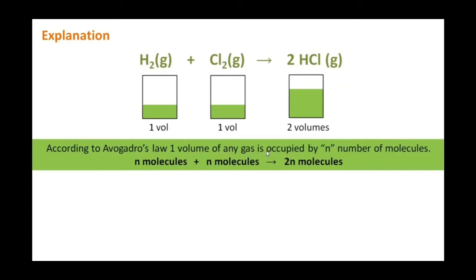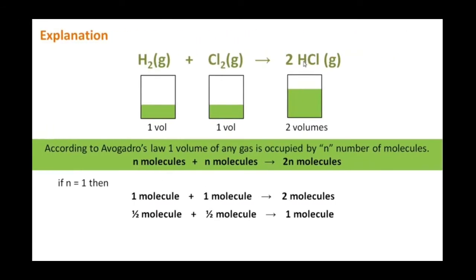What is N? Yes, number of molecules. If N is equal to 1, then 1 molecule plus 1 molecule gives 2 molecules. If N is equal to half, then half molecule plus half molecule gives 1 molecule. From this example, it is clear that there is a relation between number of molecules and volume. Next, we shall learn about applications of Avogadro's law.